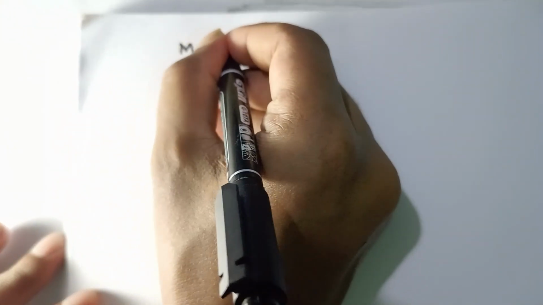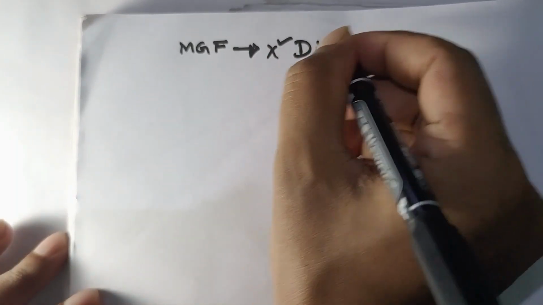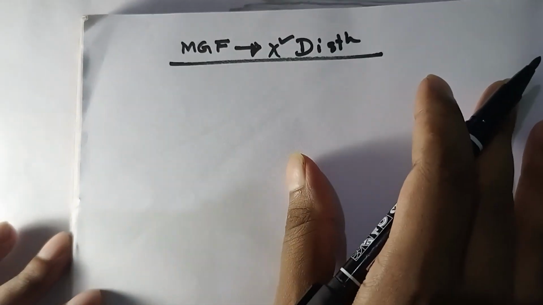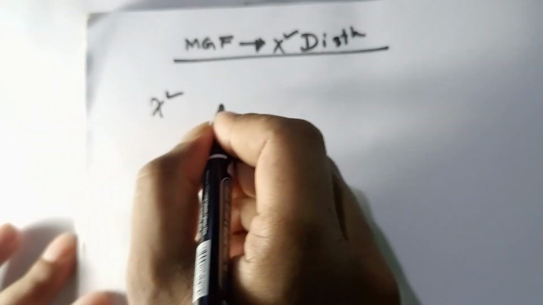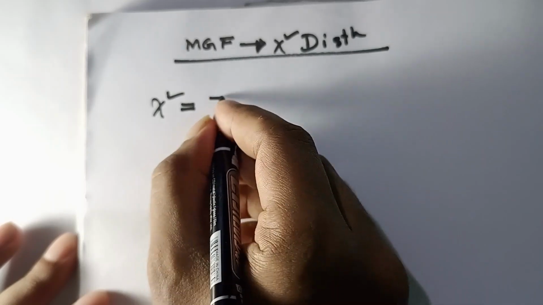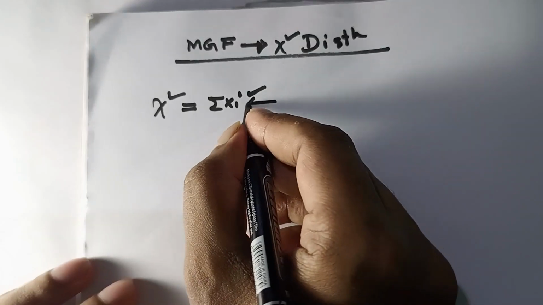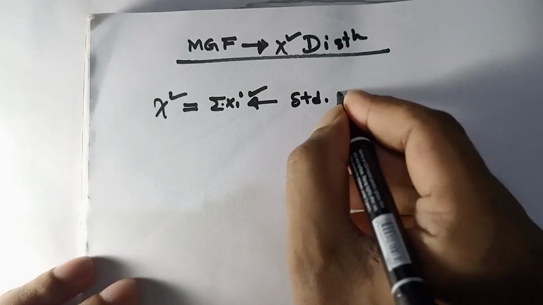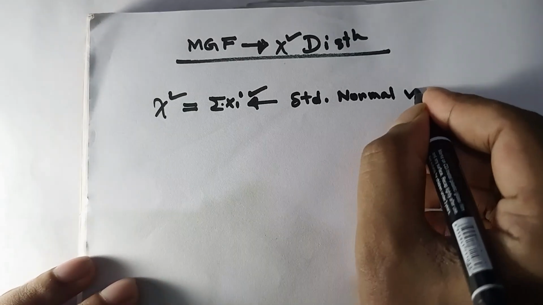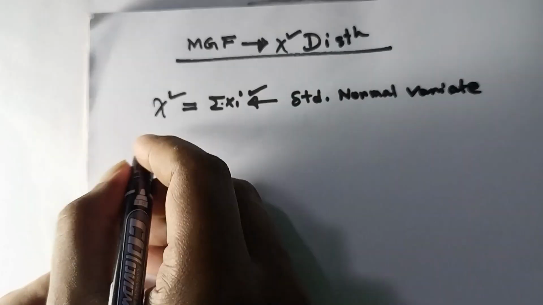Hello everyone. Today I will derive the moment generating function for the chi-square distribution. As we know, in the chi-square distribution I have a chi-square variate, defined as the summation of xi whole square, where each xi is a standard normal variate with mu 0 and sigma 1.